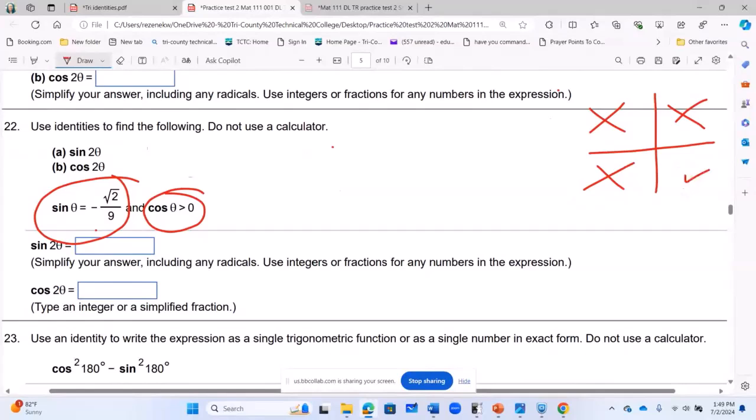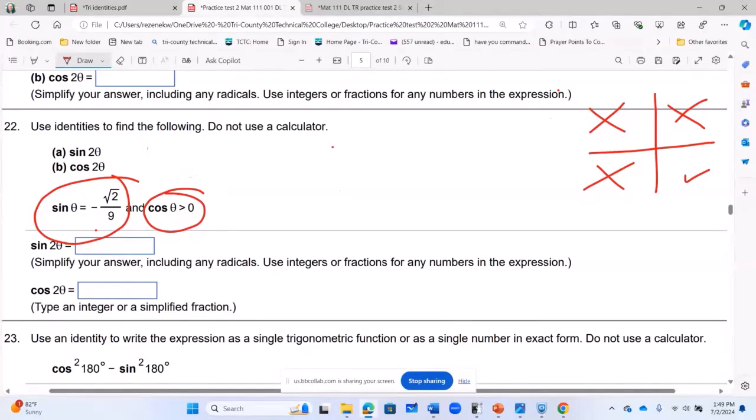Cosine is positive in the third quadrant and sine is negative. Therefore, the reference angle is in the fourth quadrant. So we are dealing with an angle theta in standard position in the fourth quadrant. You must know this. If you don't know what you're looking for, you won't even know when you get there. Okay, so I'm dealing with an angle theta in the fourth quadrant.